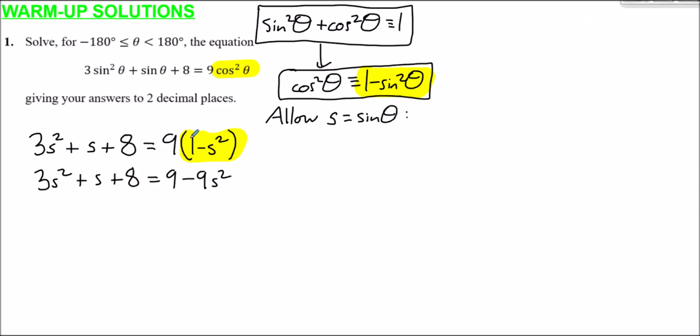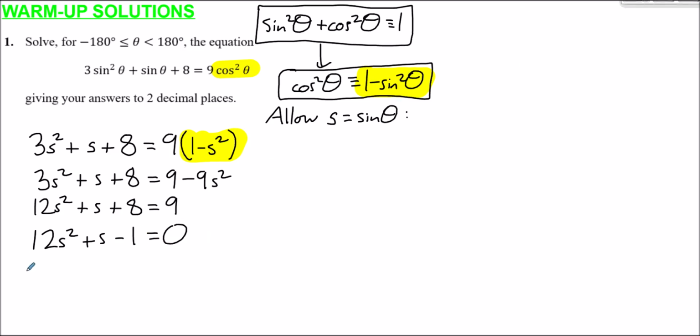So essentially this is just a hidden quadratic in terms of a trig function. If we get all the s squareds onto the same side, so if we add 9s squared to both sides, we get 12s squared plus s plus 8 is 9. Then if we subtract 9 from both sides to get it into a standard quadratic form, we see that 12s squared plus s minus 1 has to be equal to 0. Now at this point we can either factorise or just use the class whiz. I'll show you both ways.